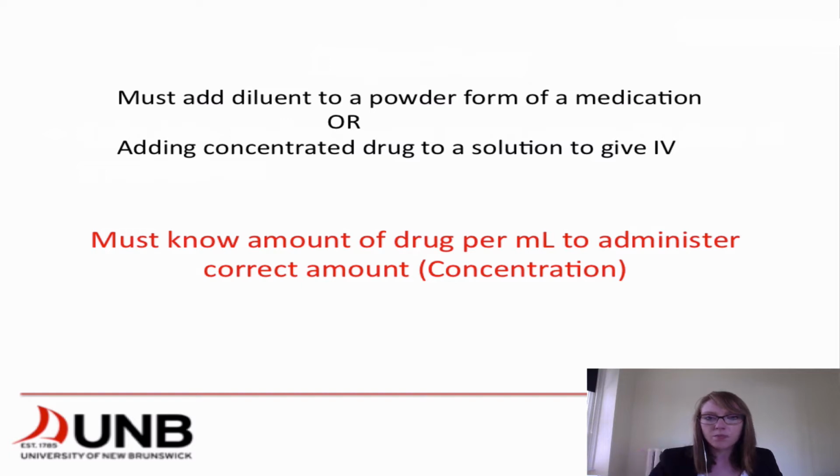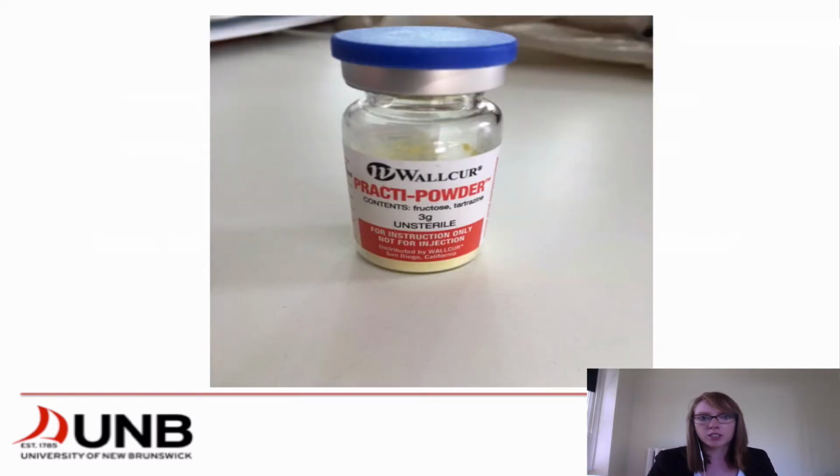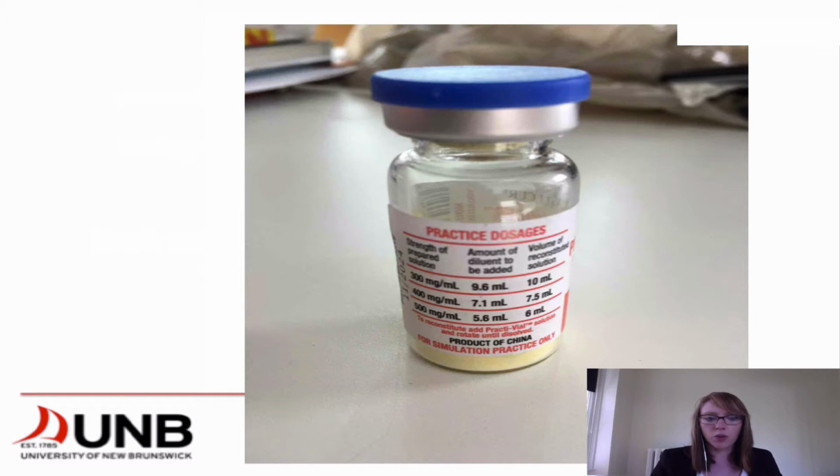To show you what I mean by powdered medication, I just have a picture of some Practi powder here. I don't know if you can see it, but there is powder in there. On the back, if you turn it over, you can see how much you have to add to get a certain volume and a certain strength. It varies depending on the route you're giving it or what you're doing with it. If you want 300 milligrams per mil, you're going to add 9.6 mils of your diluent, whether that's sterile water or normal saline. When you add those 9.6 mils, your new volume within this vial is going to be 10 mils. So there's 10 mils that you can withdraw there.